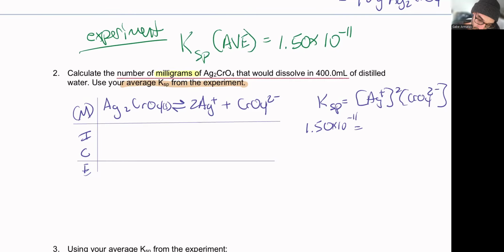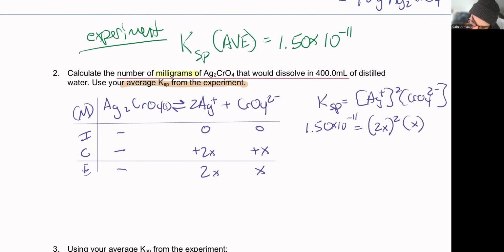I don't really care about the silver chromate because it's a solid. It doesn't appear in the equilibrium expression. I didn't start with any silver ions, so I'm going to gain 2x of my silver ions and x of my chromate. So at equilibrium, I should have 2x and x, meaning (2x) squared and x amount of chromate.